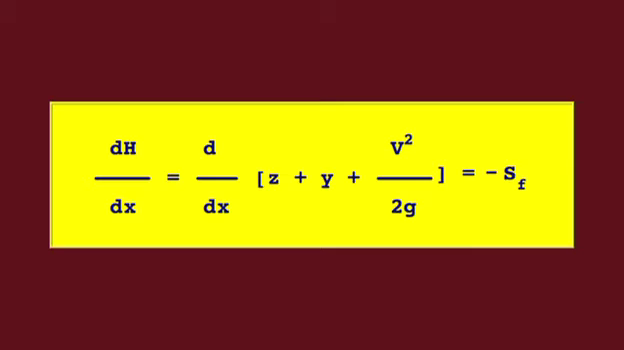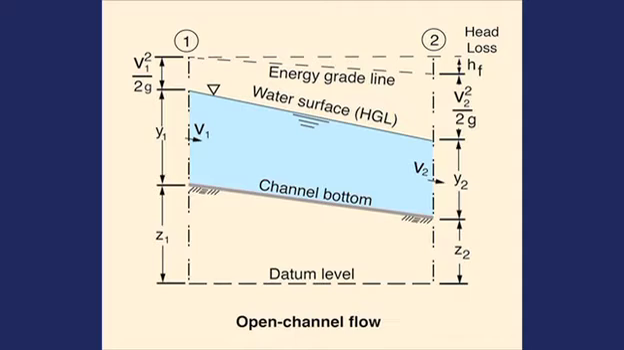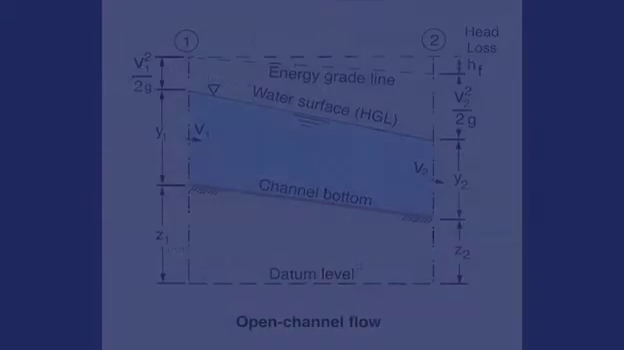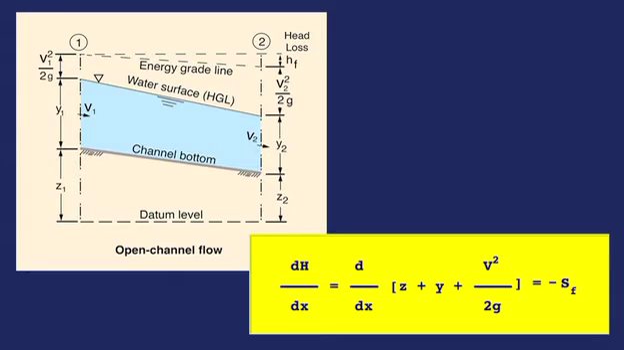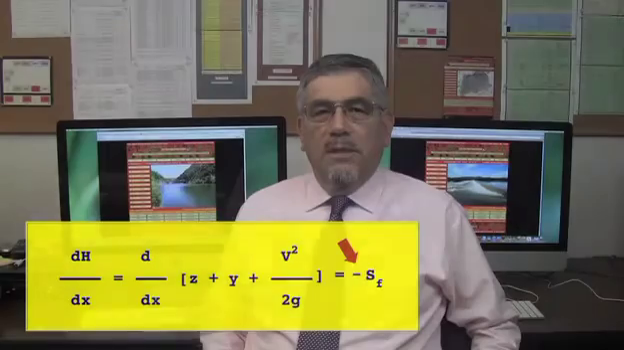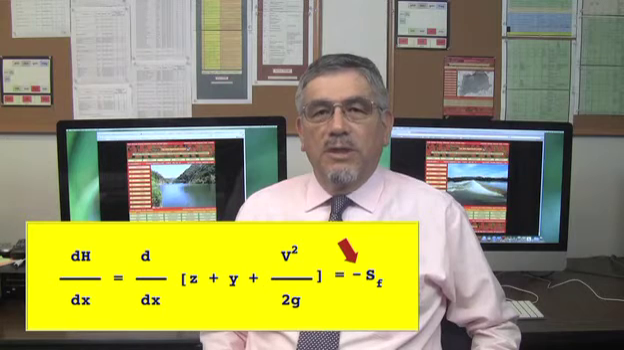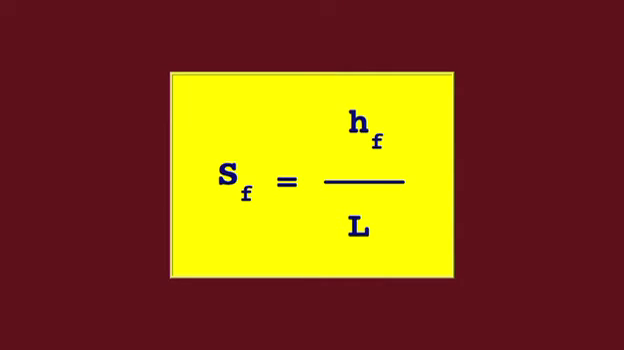The gradient of hydraulic head is... The negative sign for the friction slope is needed because the flow is from left to right, while the derivative is taken from right to left by convention. The friction slope is... where H sub F is the head loss due to friction and L is the length of the channel reach.